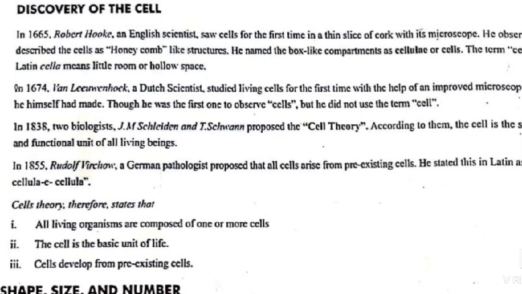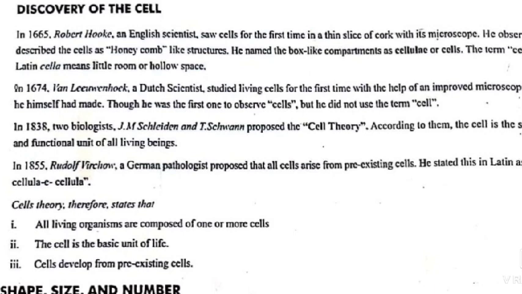In 1674, Anton van Leeuwenhoek, a Dutch scientist, studied living cells for the first time with the help of an improved microscope, which he himself had made. Though he was the first one to observe cells, he did not use the term cell.